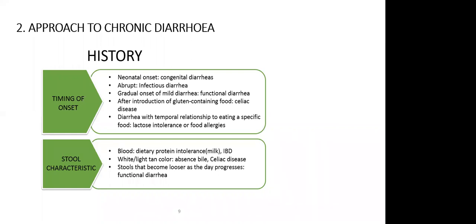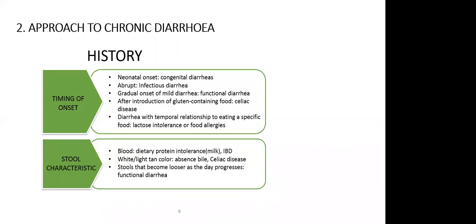After we ask about the onset, we also need to know about the stool characteristics. We must ask the parent: is there any blood in the stool? The color of the stool. Is there any light stain color? This is suggestive of celiac disease. If the stool becomes looser as the day progresses, it is suggestive of functional diarrhea. Functional diarrhea is quite important, so I will talk more about it after this. So the onset and the characteristics of the stool, you must ask in the history.